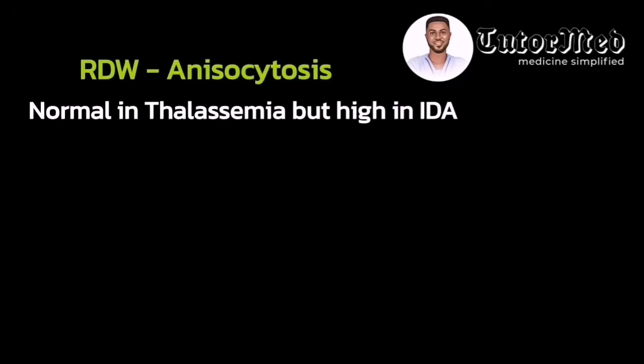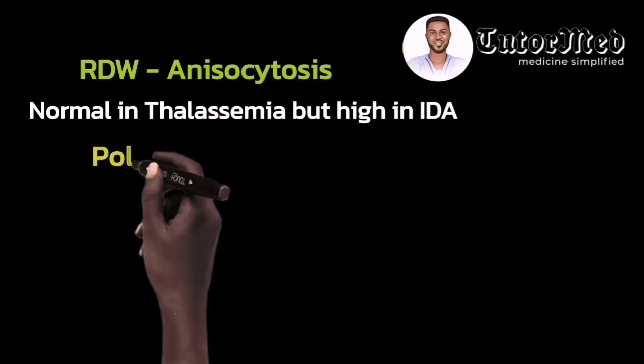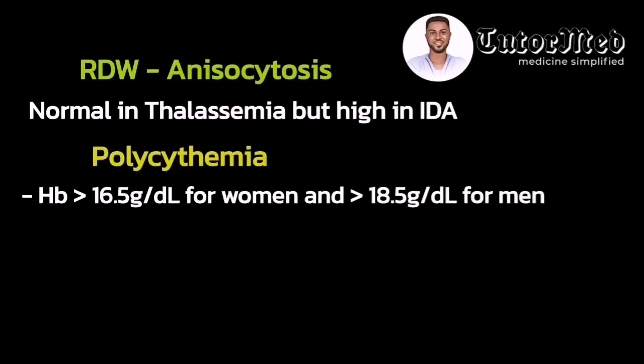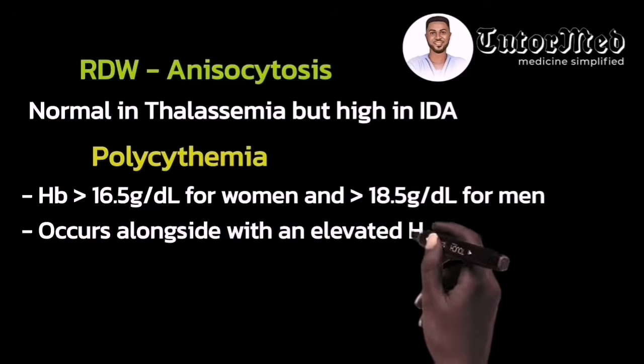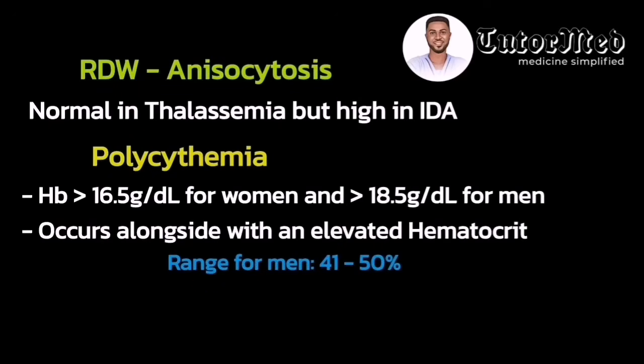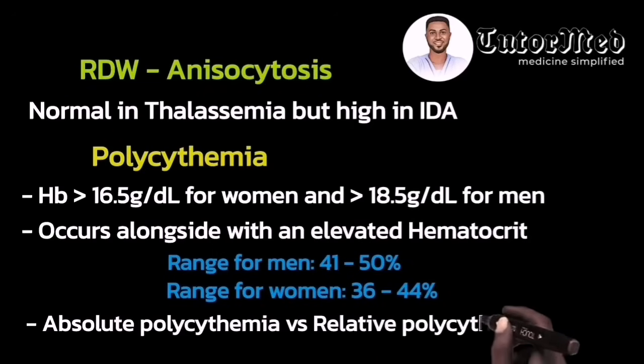Sometimes, instead of anemia, our patients may have polycythemia, and here the HB is higher than the upper limit, and so for women we have HB more than 16.5, and for men more than 18.5. This is usually accompanied by an elevated hematocrit, which for men is more than 50% and for women more than 44%. For polycythemia, we have two types, the absolute polycythemia and the relative polycythemia. We will look at them in a minute.